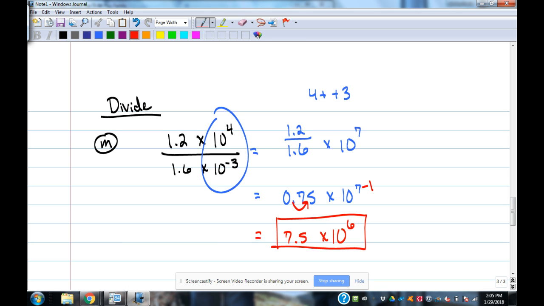The division doesn't get any more complicated. I mean, it's just those rules. Subtract the exponents, divide the numbers in front, fix it if need be. Okay. Same way with multiplication. Multiply the numbers in front, add the exponents, fix it if need be. You won't have to fix every one of them. You will have to fix some of them.